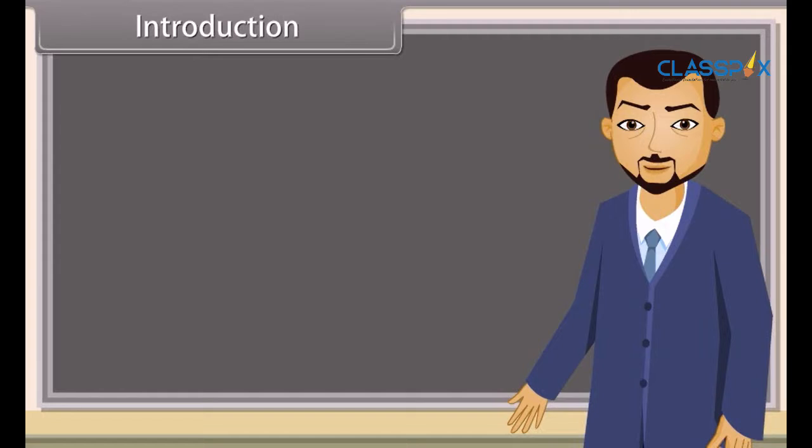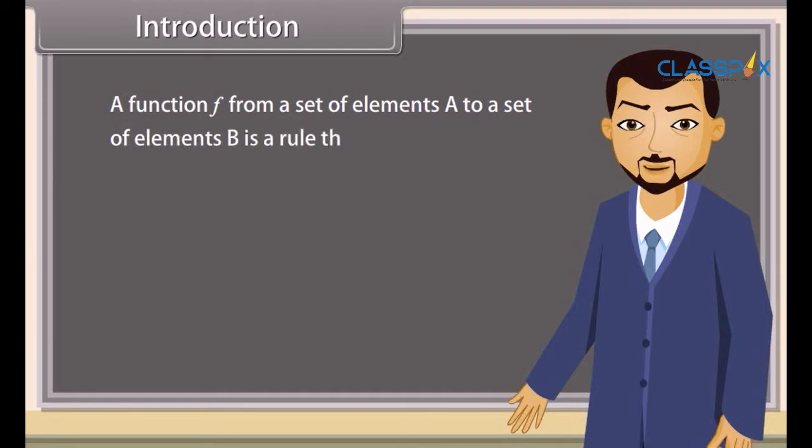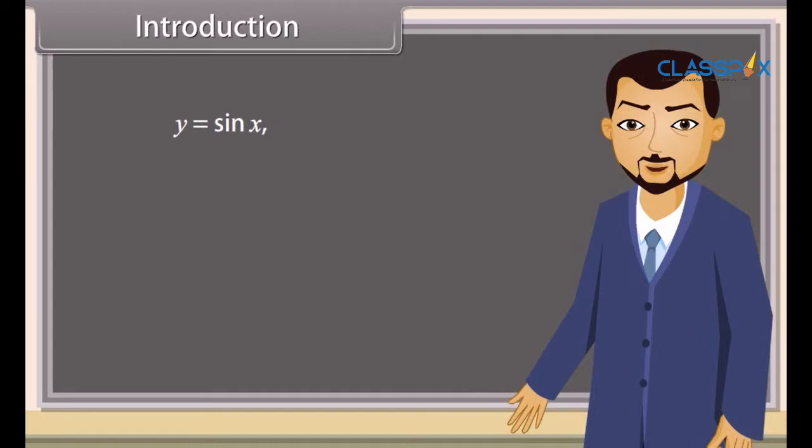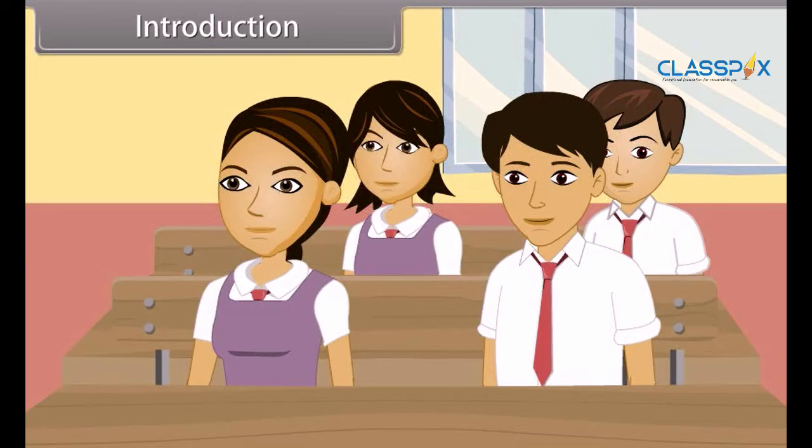Before we define the inverse trigonometric functions, we need to think about exactly what we mean by a function. A function f from a set of elements A to a set of elements B is a rule that assigns to each element x in A exactly one element f of x in B. y equals sin x, y equals cos x and y equals tan x are functions in the sense of this definition, with A and B being sets of real numbers.